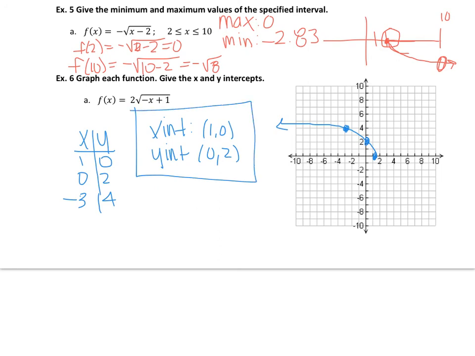So make sure that when you're graphing these and it asks for the x and y-intercept that you give it. Don't just graph it and call it good. Make sure you answer the full question. And that takes care of our attributes and transformations of square roots.